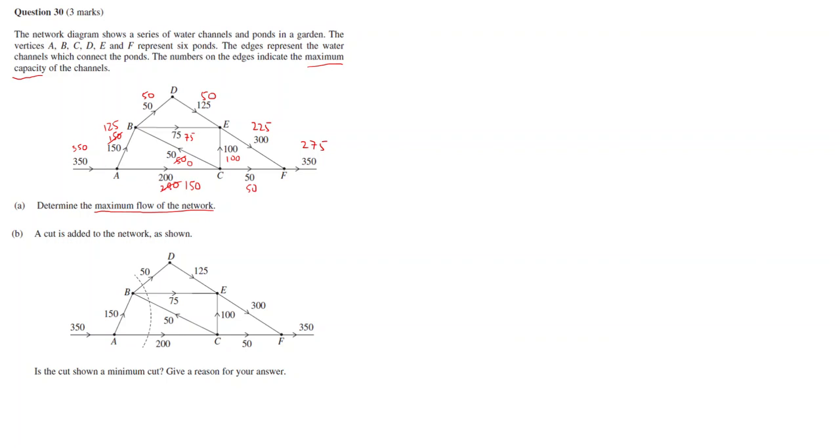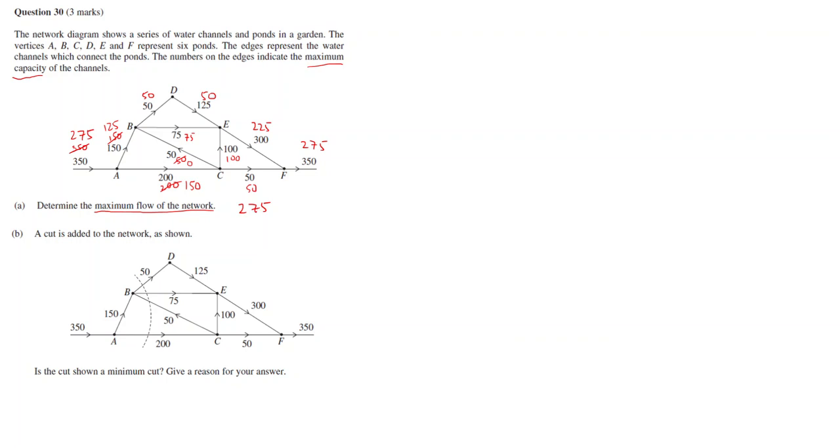And we'll fix that as well, because from this point 150 came out and 125 came out, so 275 came out. So the total flow of the network is 275.